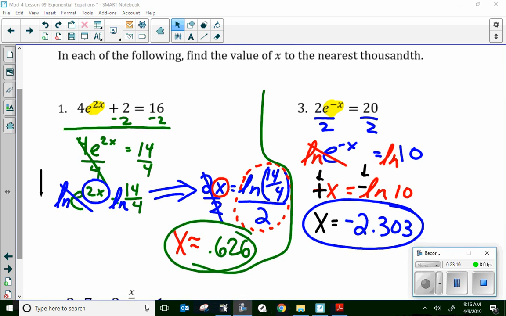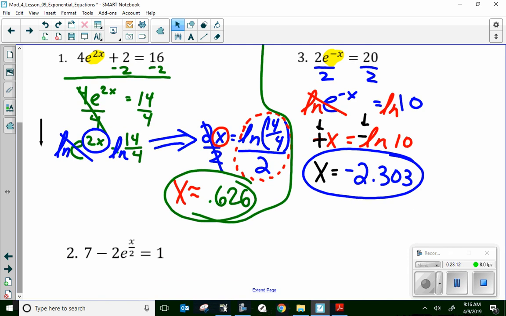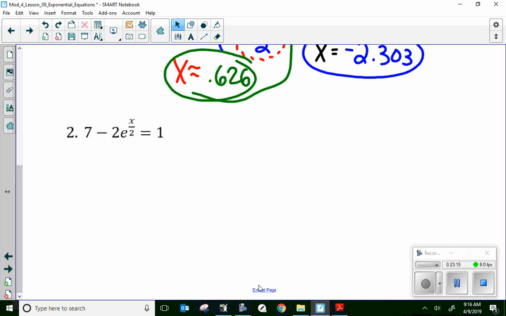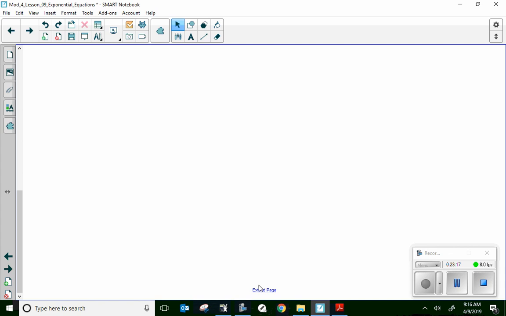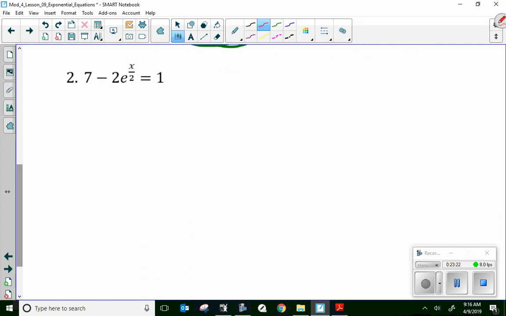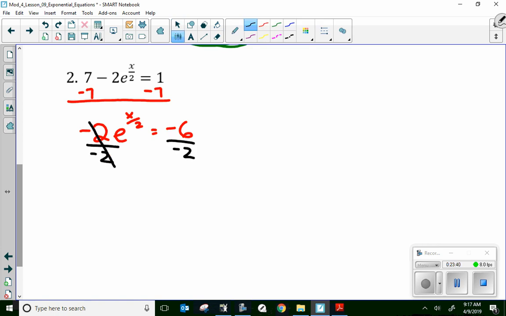Now, if you feel comfortable enough, why don't you try number 2? Because I'm about to do this right now. About to wreck this thing. Let's go. If you want to pause it, do it, and check to see if you're right. Subtract 7 first. Negative 2e to the x over 2 equals negative 6. Let's divide by negative 2. Bye-bye. So I've got e to the x over 2 equals, that's a positive 3.